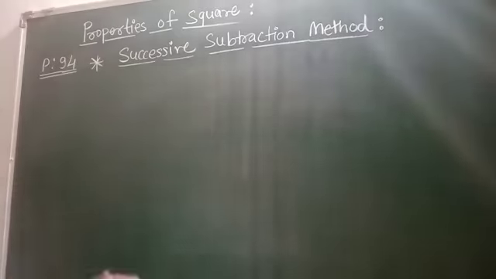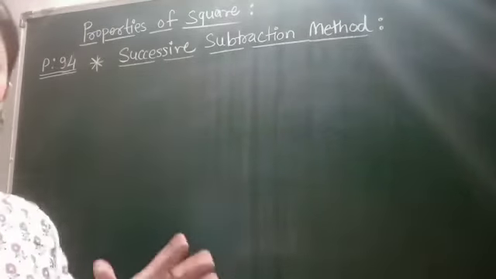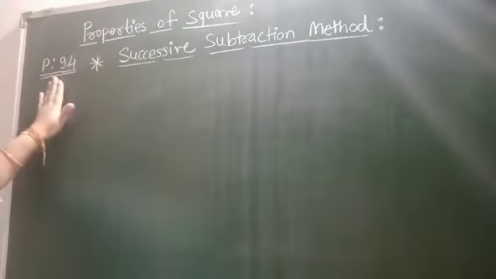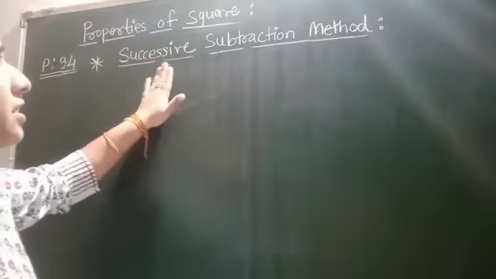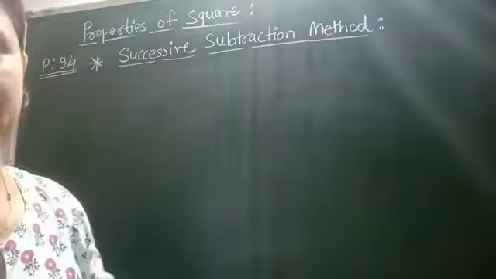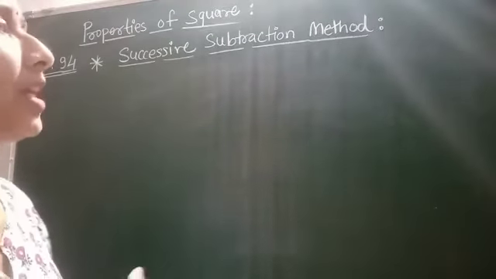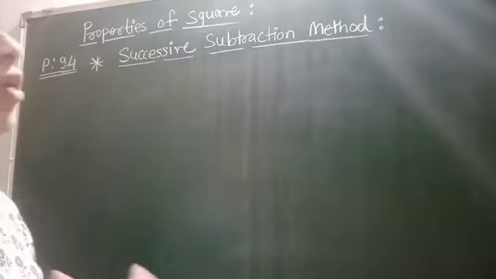Now we will learn another method of finding whether the given number is a square number or not. That method is given on page number 94, and the name of that method is the successive subtraction method. Let's see how we can apply this method and how we can check with its help whether the given number is a square number or not.